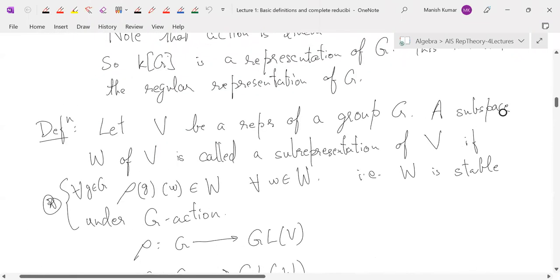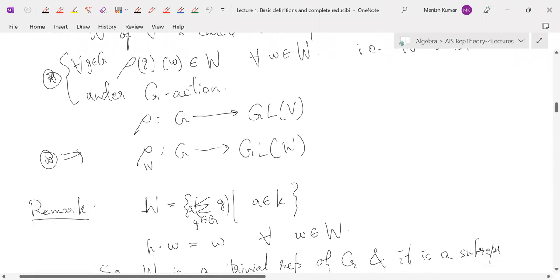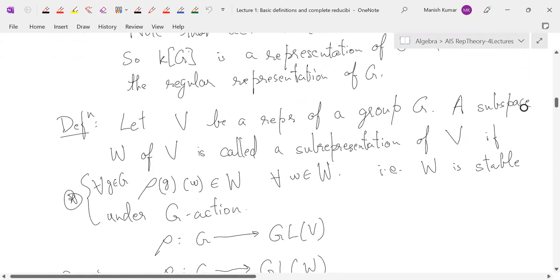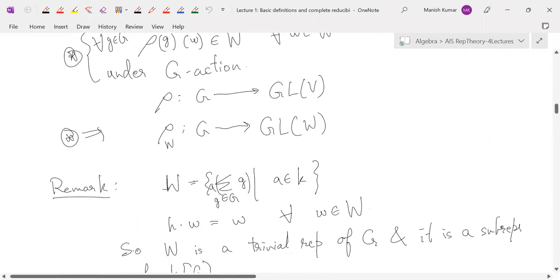So for instance, in the regular representation, consider the sum of all elements of G, and take scalar multiples of this particular element. It's a subspace. You're just taking the sum of all elements of G and all scalar multiples of it. It's a one-dimensional vector subspace of KG, of the regular representation KG, and this is stable, because if you take h acting on w, you again get w. Nothing changes because the sum remains the same. So W is a trivial representation, and it is a sub-representation of the regular representation as well. So we can see that the trivial representation is indeed a sub-representation of the regular representation.